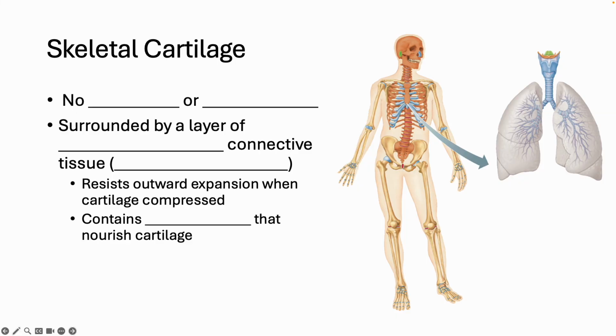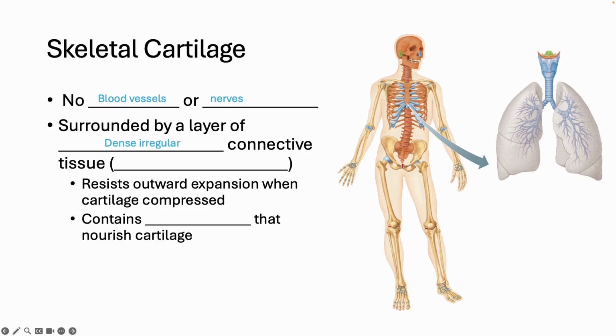So cartilage itself consists primarily of water and is going to be resilient. It's going to spring back after being compressed. The skeletal cartilage is going to be avascular and not have any nerves going to it, but it will be surrounded by a layer of dense irregular connective tissue.